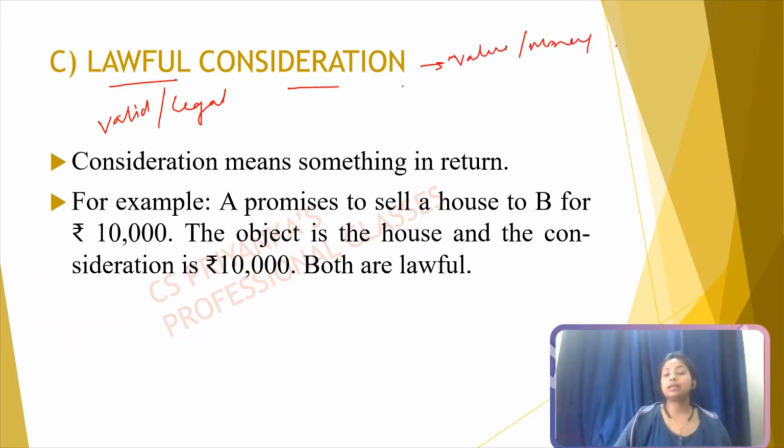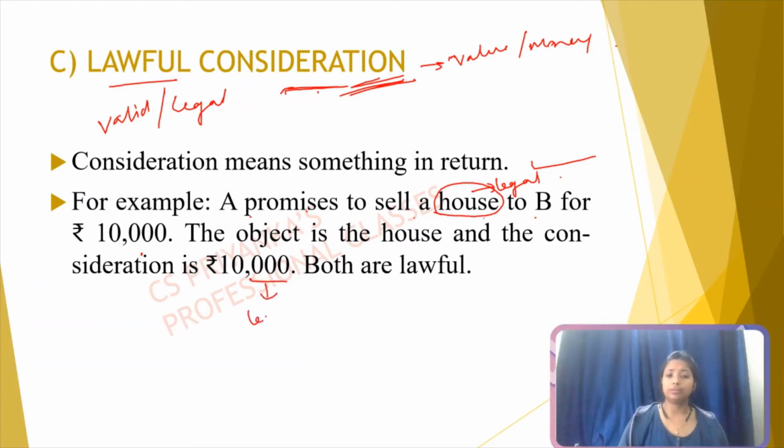And I said it should not be illegal or unlawful or black money. You should not use your black money to buy any property. Okay. So whatever money you invest or use to buy your property, it should be lawful and valid. Consideration means something in return. For example, A promises to sell a house to B for rupees 10,000. So here the object is that he wants to sell a house. A house is legal. You can sell a house. And the consideration is rupees 10,000. That is also legal or valid.